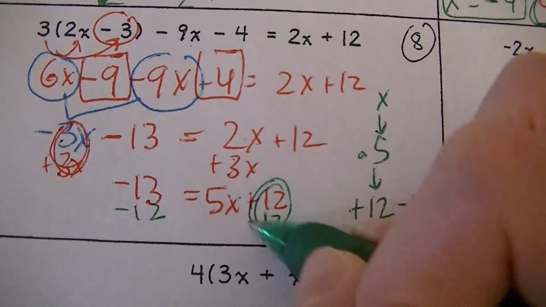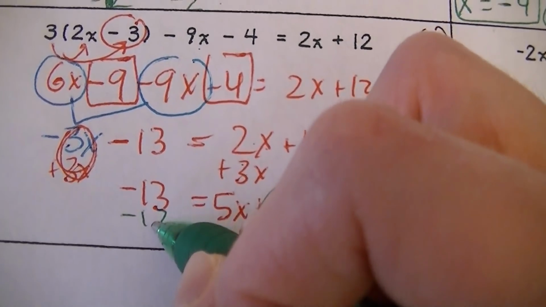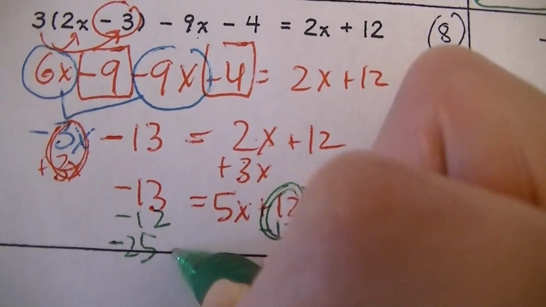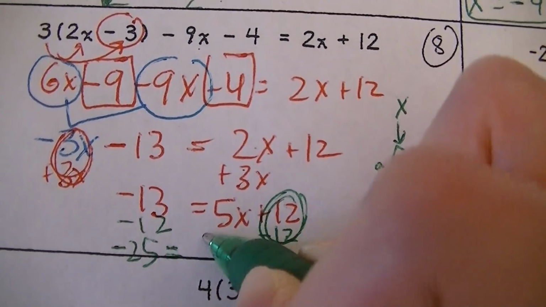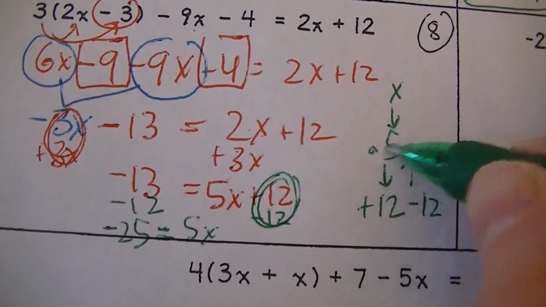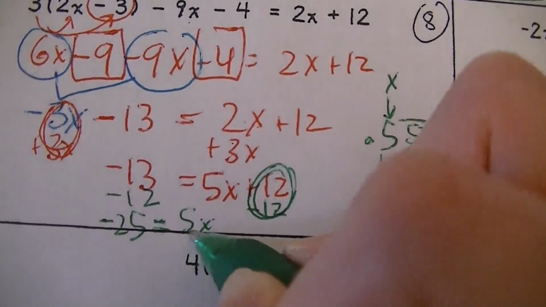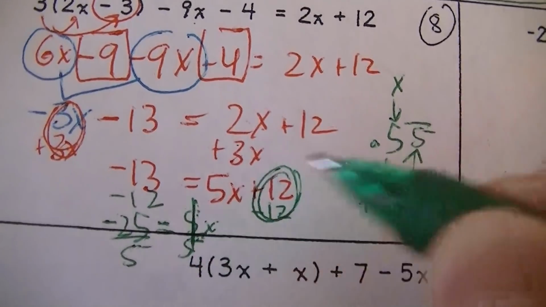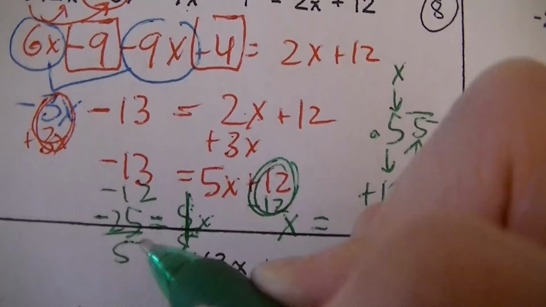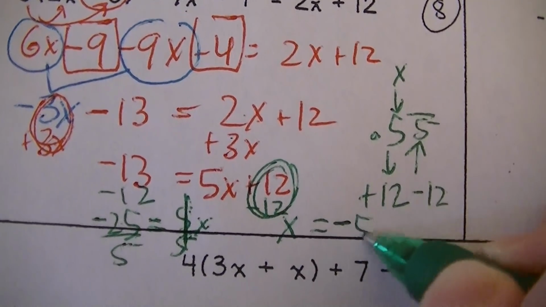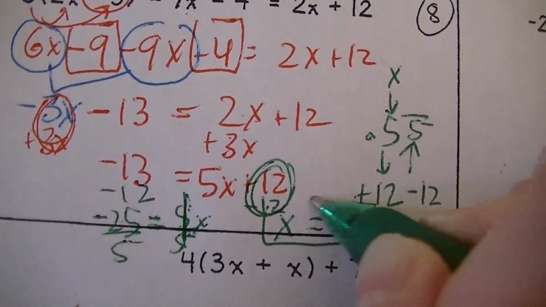12 take away 12 is 0. Negative 13 minus 12 is negative 25. Okay, bring down your equal sign and bring down your 5 times x. Now go up. Inverse operation of timesing by 5 is to divide by 5. So divide both sides by 5. 5 divided by 5 is 1. 1 times x is x. And then a negative divided by a positive is a negative. So negative 25 divided by a positive 5 gives you negative 5 as your solution.